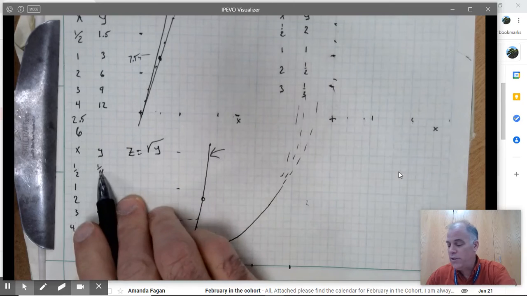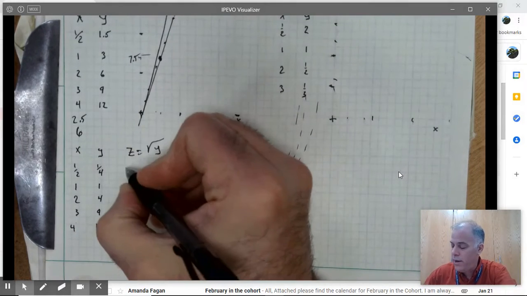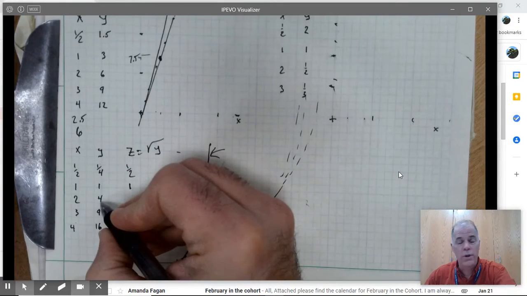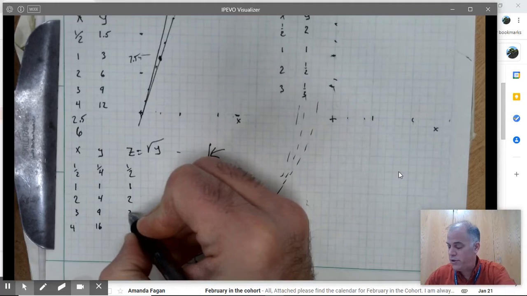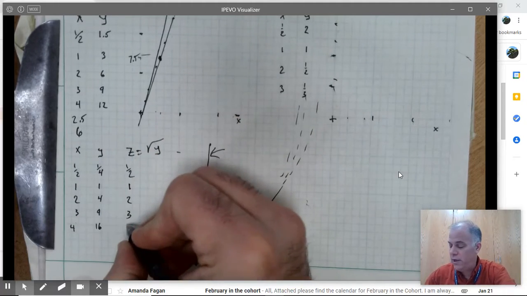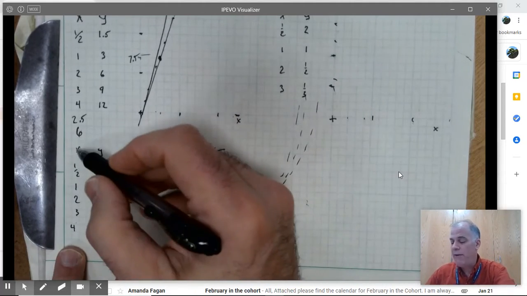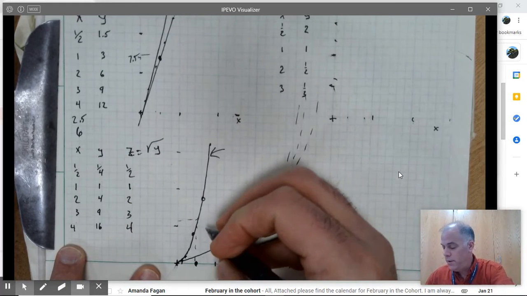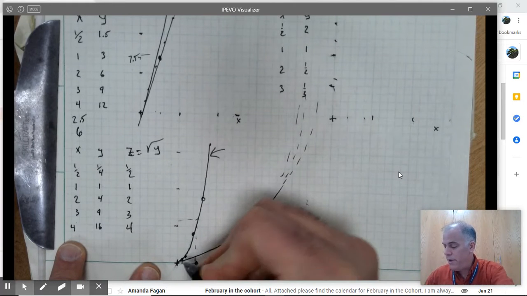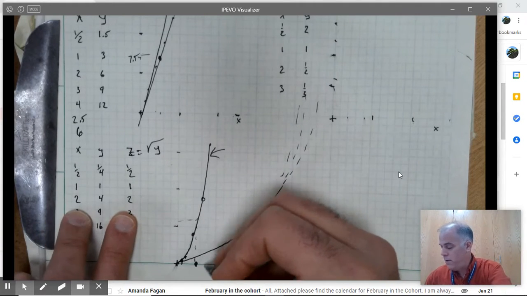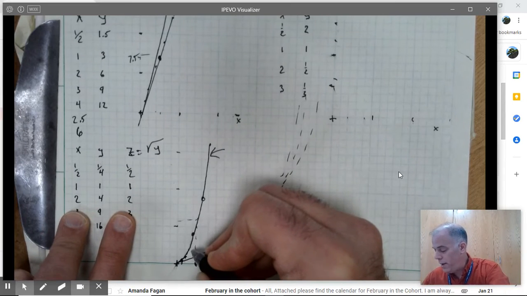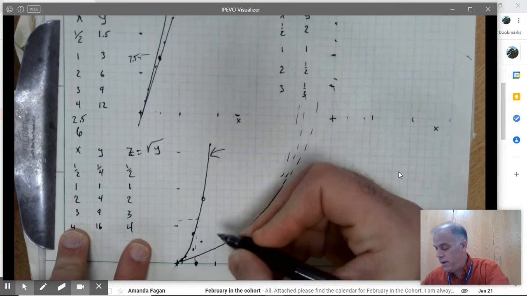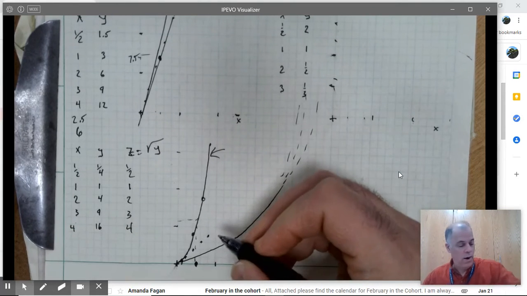All right, and we just take these numbers, take the square root. So the square root of 1/4 is 1/2, because 1/2 times 1/2 is 1/4. The square root of 1 is 1. The square root of 4 is 2. The square root of 9 is 3. The square root of 16 is 4. And now if we graph x versus z, then we get 1 and 1, 1/2 and 1/2, 2 and 2, 3 and 3, 4 and 4.